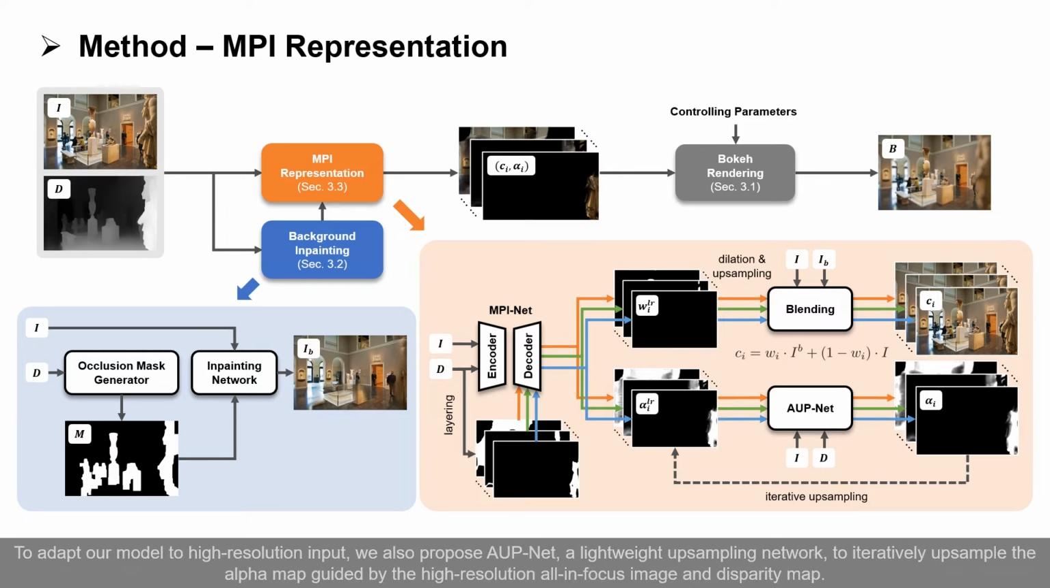To adapt our model to high-resolution input, we also propose AUP-net, a lightweight upsampling network, to iteratively upsample the alpha map guided by the high-resolution all-in-focus image and disparity map.